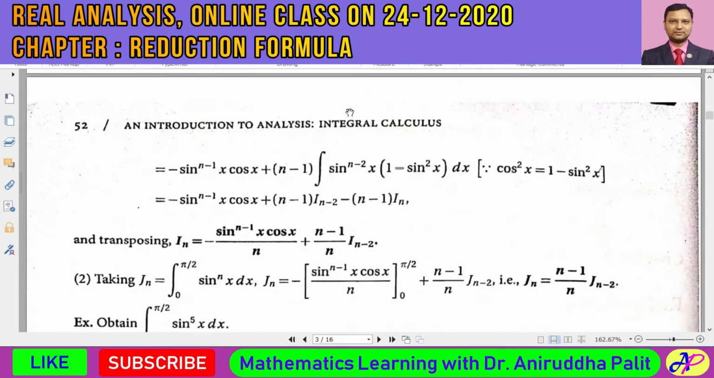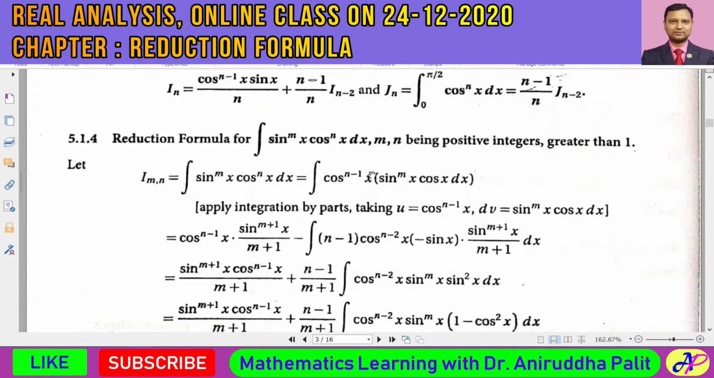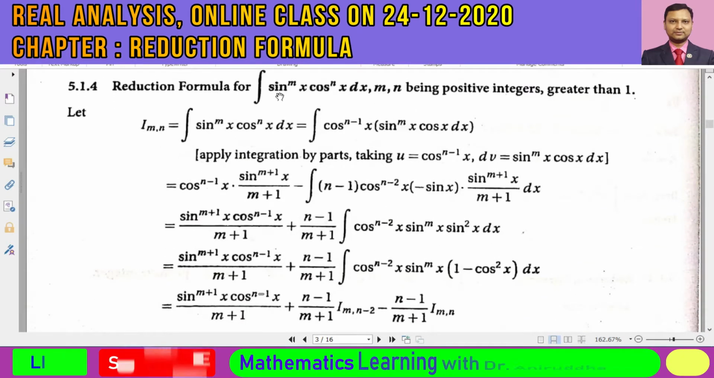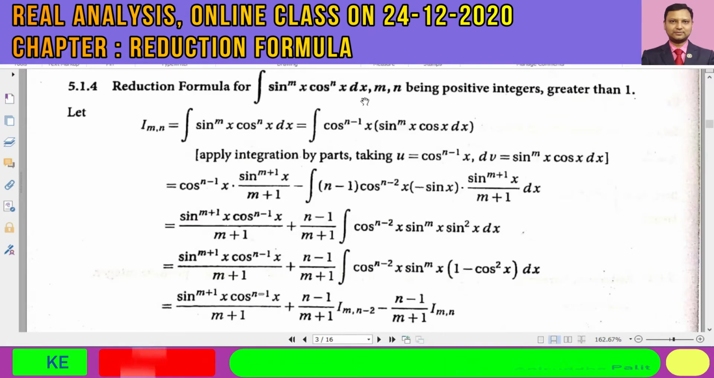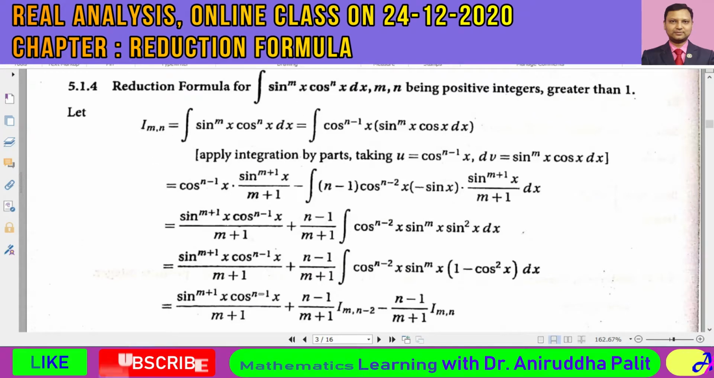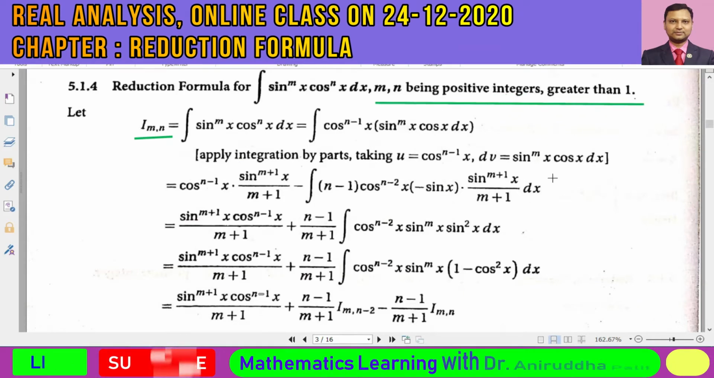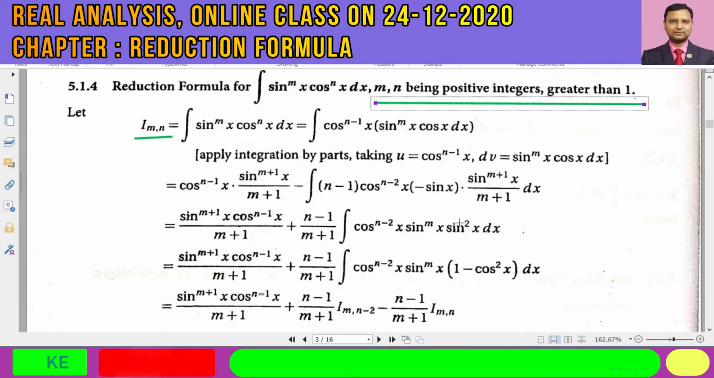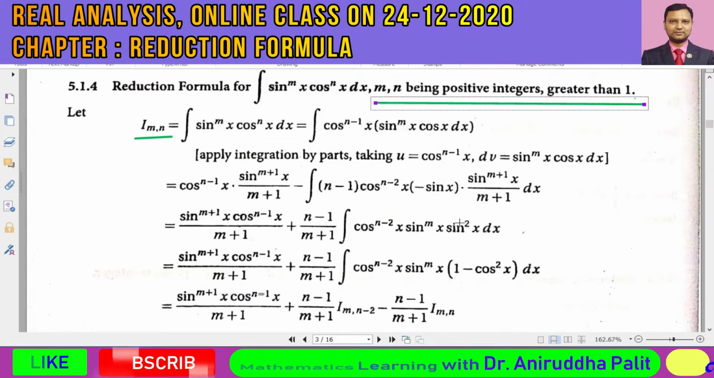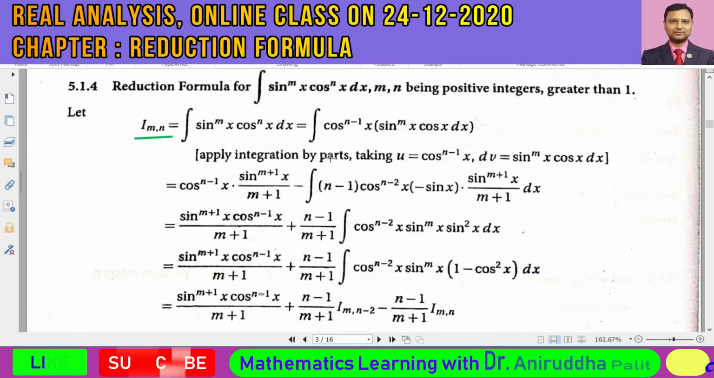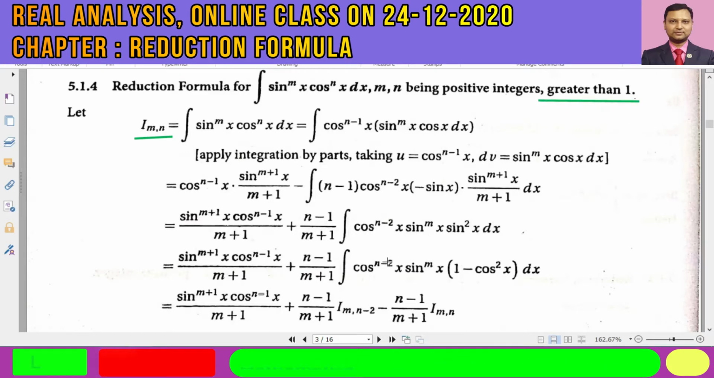You see over here, this is the integral of sine to the power of m x dx cos to the power of n x dx. If this is the integral I m comma n, where m and n are positive integers greater than 1. Sometimes we consider negative integers. I will come to the case when m and n become negative integers. But for the time being, let's suppose that m and n both are positive integers greater than 1. Why did we take this kind of condition, greater than 1? That you will understand during the deduction process, because we need this criterion for the deduction process.